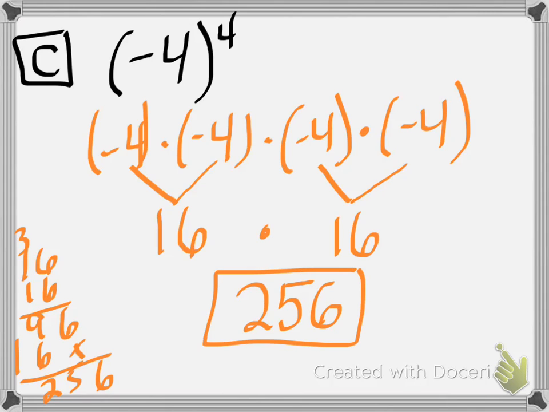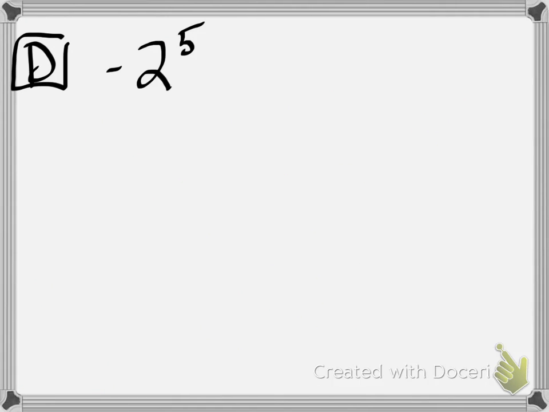256. Now notice I started with this negative, but I lost it because a negative times a negative is a positive. Another negative times a negative is a positive. And then my positives are always positive. So my answer is a positive 256. Let's take a look at D.